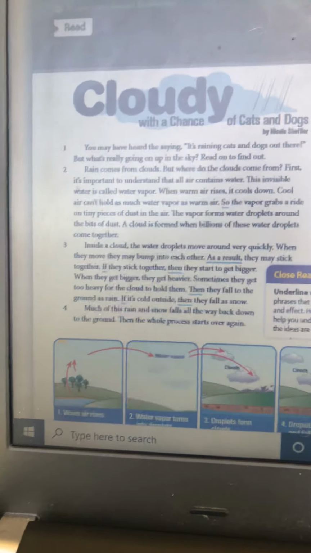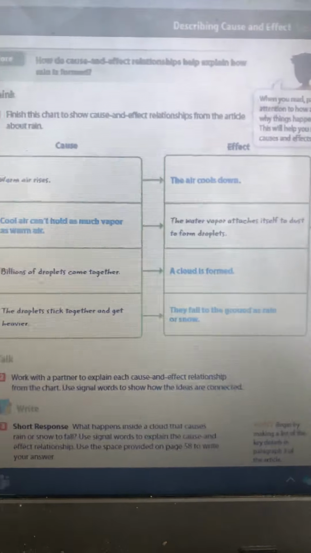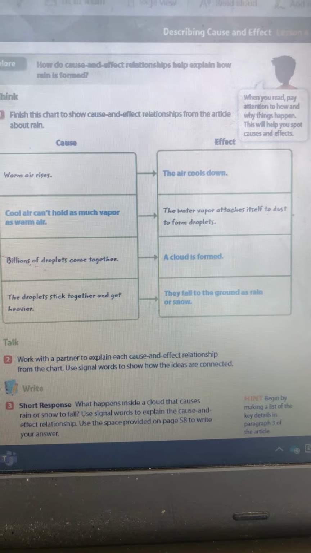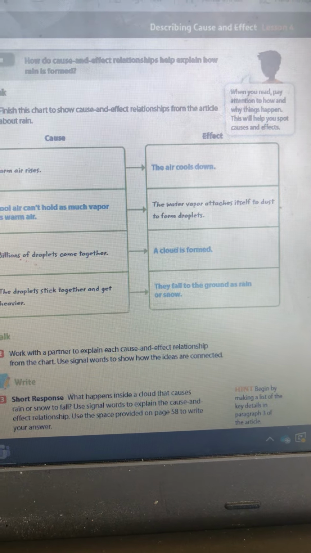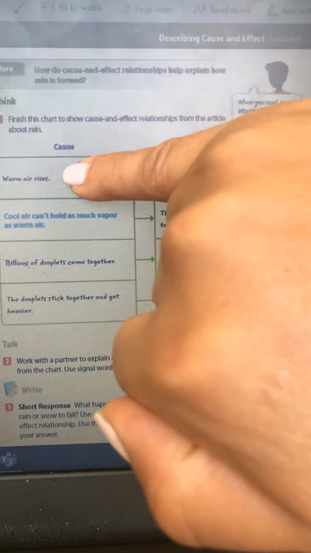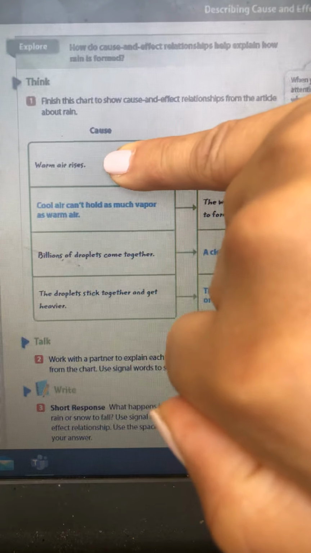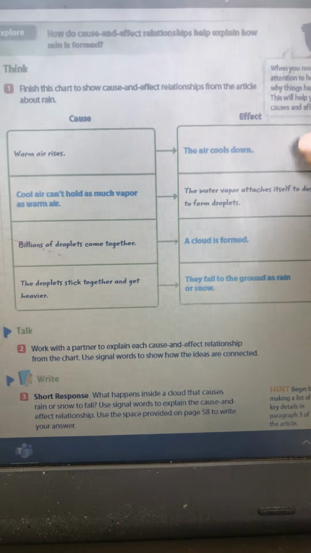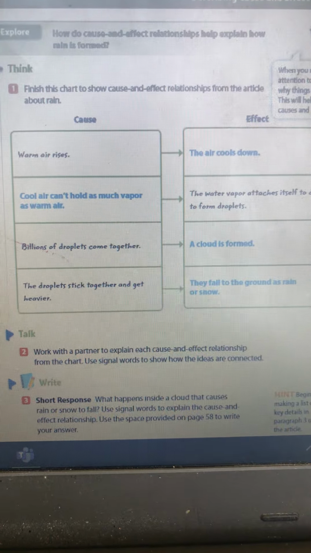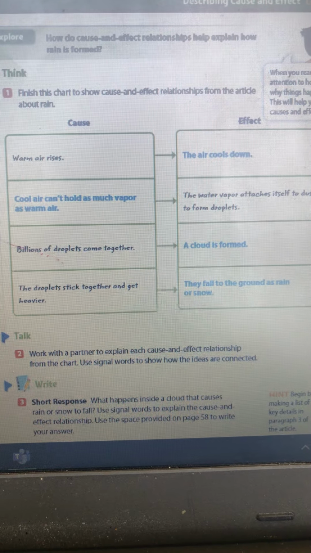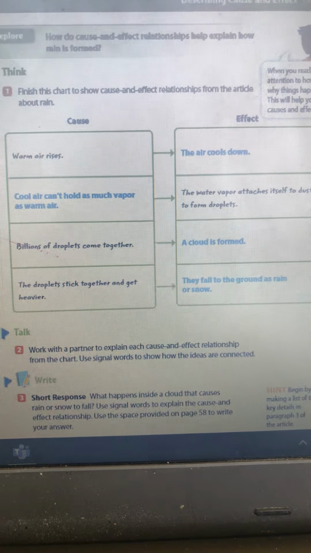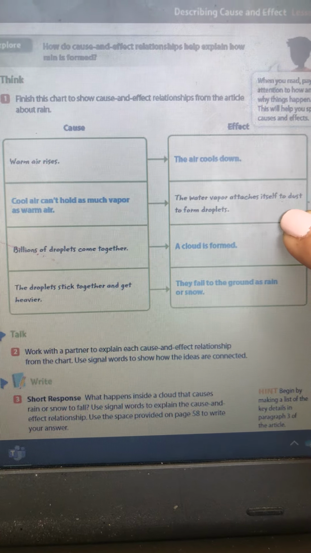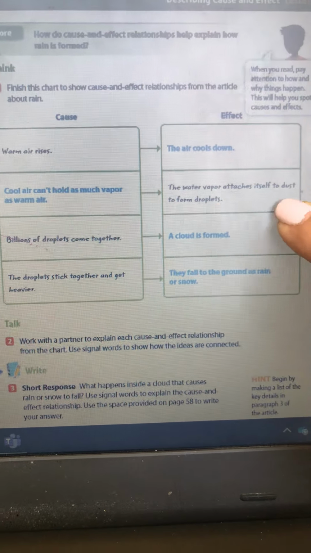Now, going to complete this graphic organizer. Finish this chart to show cause and effect relationships from the article. So a cause is that warm air rises. The effect is that air cools down. Cause, cool air can't hold as much vapor as warm air. And the effect, the water vapor attaches itself to dust to form droplets.